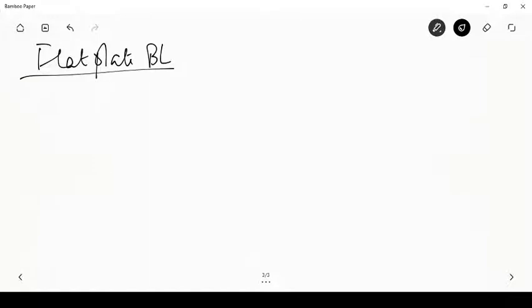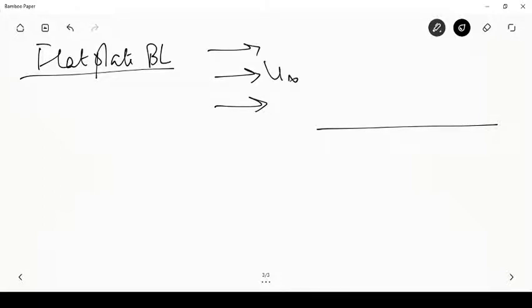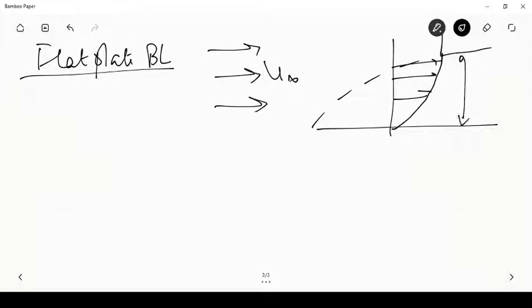Suppose this is the plate, and the velocity of the oncoming flow is u infinity, and we said that there will be an imaginary layer inside which the velocity would vary from 0 to u infinity, after which the velocity remains nearly equal to u infinity. Okay. So this is your boundary layer. Suppose at any distance x, the thickness of the boundary layer is delta of x.